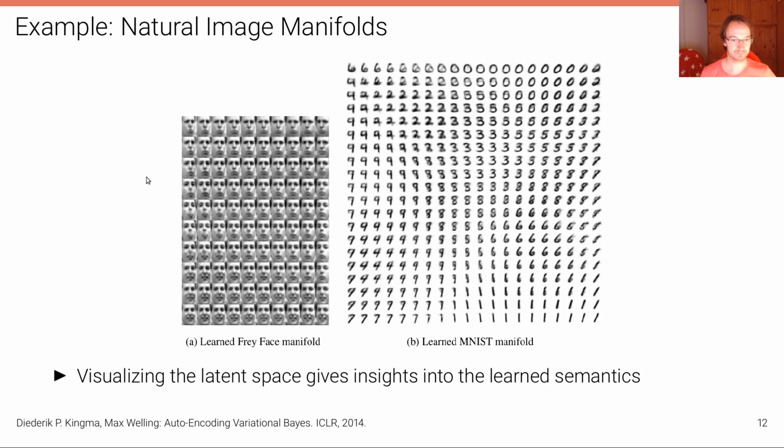Similarly, for the face manifold, we have different facial expressions. On the x-axis, we have different orientations of the face. And this was automatically determined through this latent variable model from an unlabeled data set. So there was no supervision given. It was automatically determined. And in the y direction, we have different facial expressions, different emotions.